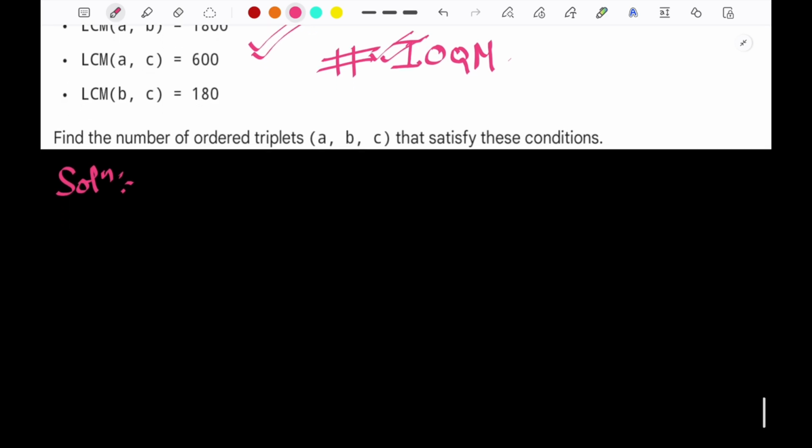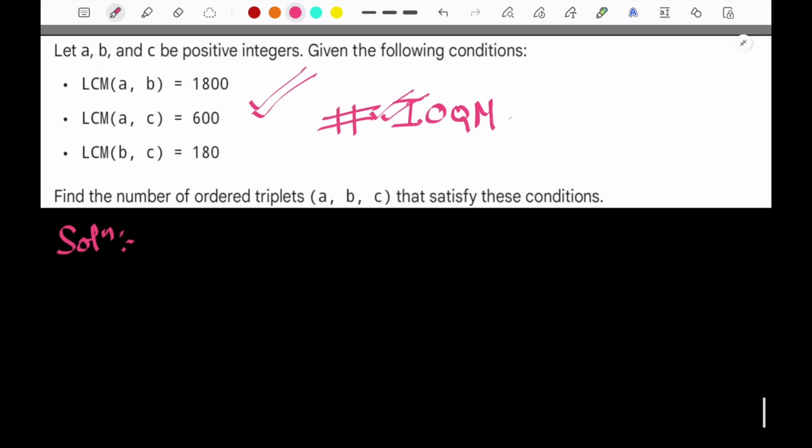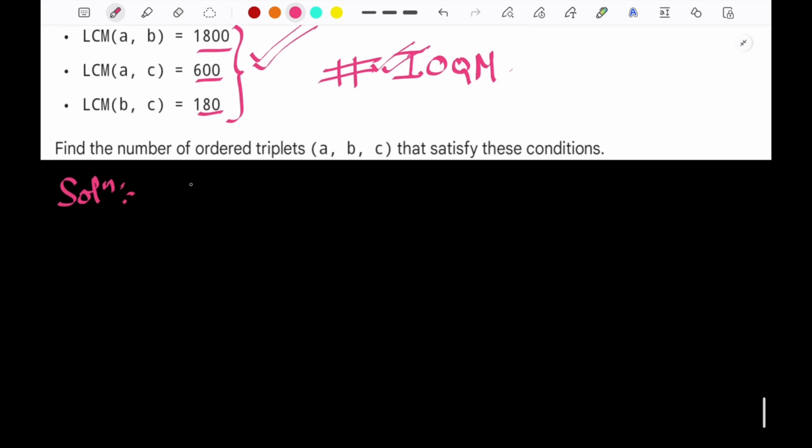Now, what will be the strategy? Actually, we will check out the prime factors of 1800, 600 and 180. Okay, the prime factors are taken care of. Now, can we systematically write a, b, c separately in terms of these prime factors? Yes, we can take some powers. Can we decide over the powers then? By conclusion, if we decide over the powers, we can frame the cases. That is our strategy. So first, let's prime factorize.